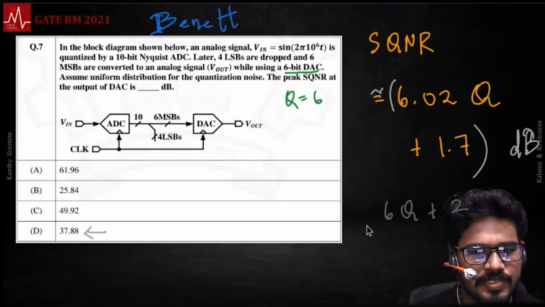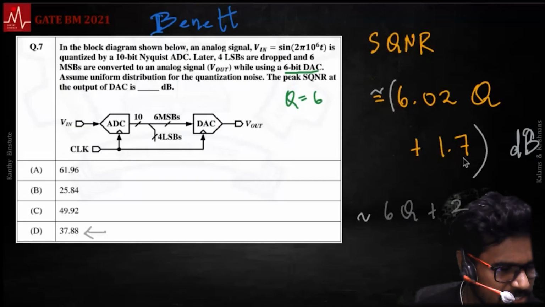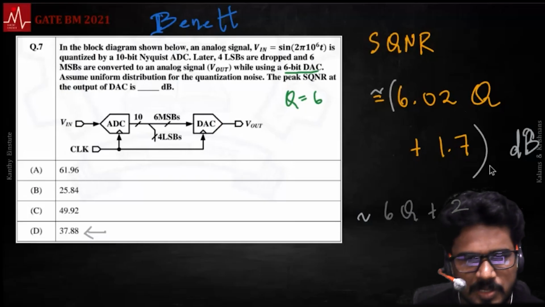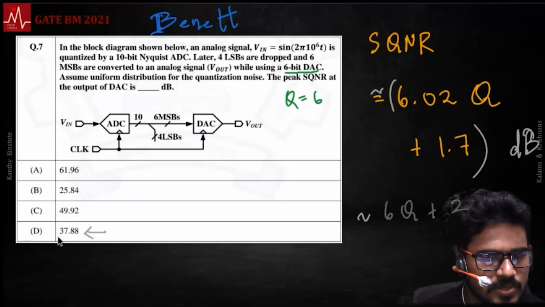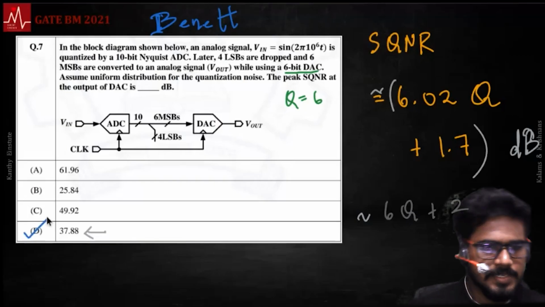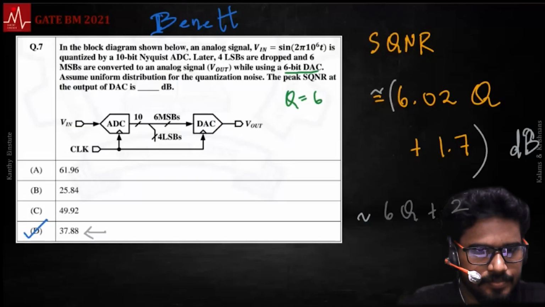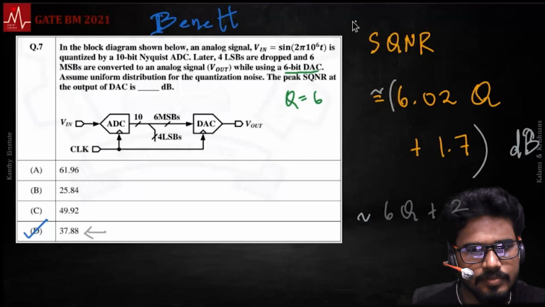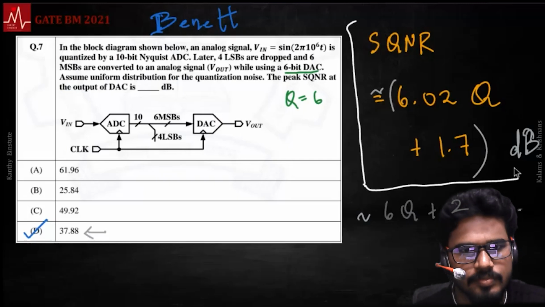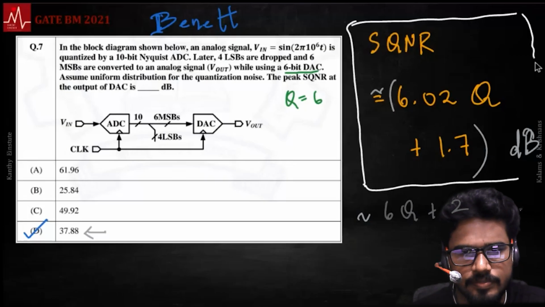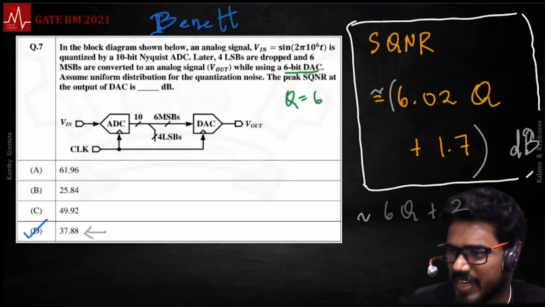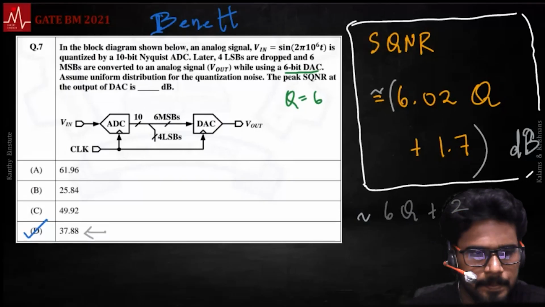So even if you don't remember the 1.7, I think 2 bits is fairly easy to remember. 6Q or 6N plus 2, or precisely 6.02Q plus 1.7. So here you have to recall this, and the answer here is, let's make it 38, 37.8. Also, some of you have the answer keys ready so that we can quickly cross check or verify.